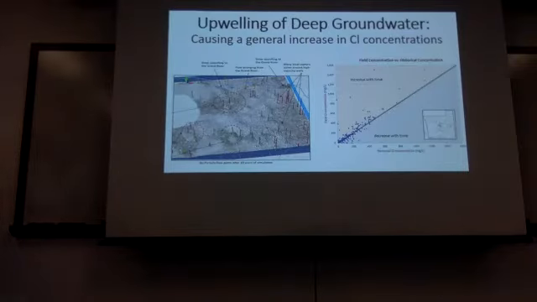So because we know the deeper you go, the higher the chlorides get, we know that we've been mining the deep aquifer. It makes sense that we would have upwelling of deep groundwater that would cause an increase in the Cl concentrations. So we used the flow model. We did something called particle tracking, which allows you to visualize how flow moves in the aquifer.